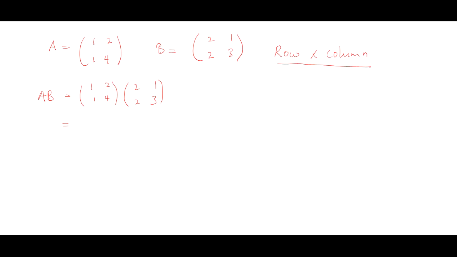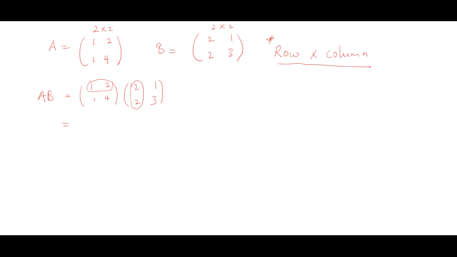So matrix A is of the order, it's a 2 by 2 matrix because you have 2 rows and 2 columns. Matrix B is also a 2 by 2 matrix, right? Now, what we have to do, now this is what you need to remember, row by column. So we're going to take our first row in the first matrix, and multiply it by the first column in the second matrix, right?